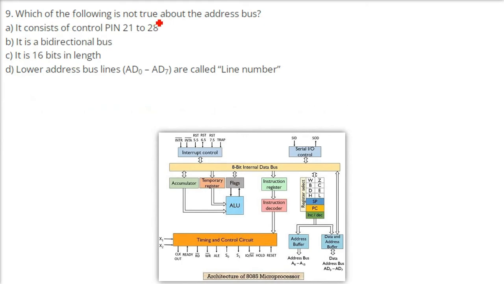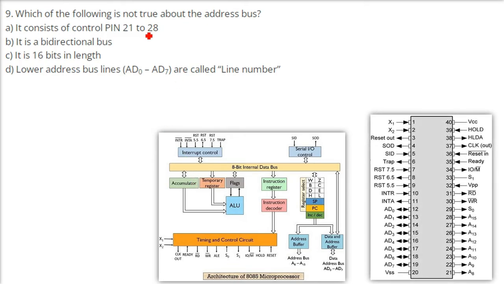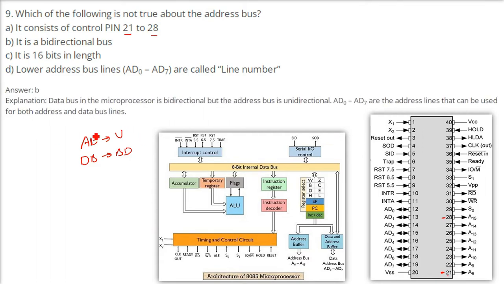Which of the following is not true about the address bus? Let me show you here. We take options one by one. Options 1 and 4 seem to be true. The second option says it is a bidirectional bus. This is absolutely wrong because the address bus is just unidirectional. The data bus, though, is bidirectional.